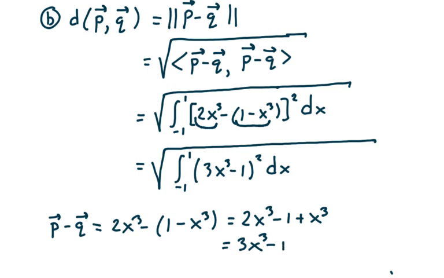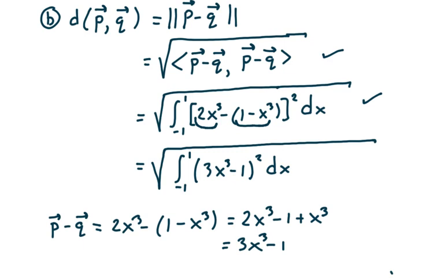So, again, the norm of P minus Q is the square root of the inner product of P minus Q and P minus Q. But that's the square root of the integral from -1 to 1 of 2x cubed minus the quantity 1 minus x cubed squared dx. But that's the square root of the integral from -1 to 1 of 3x cubed minus 1 dx. And by the way, that 3x cubed minus 1 is being squared.